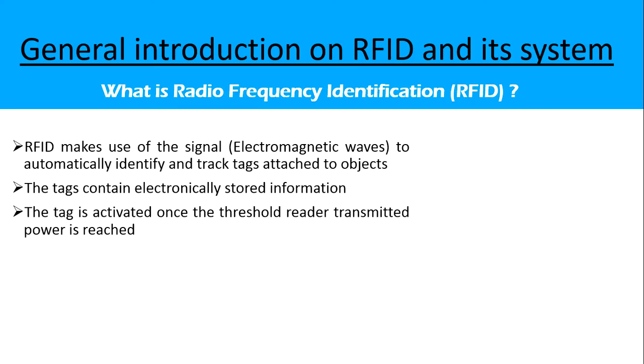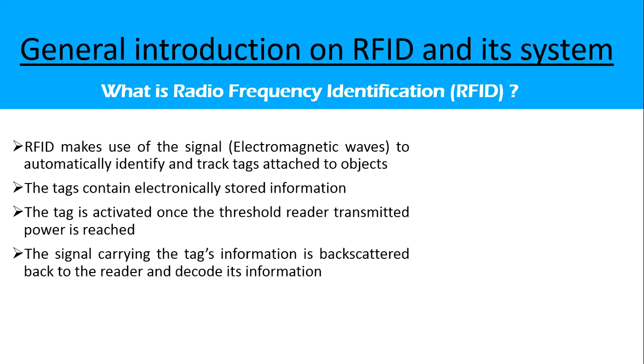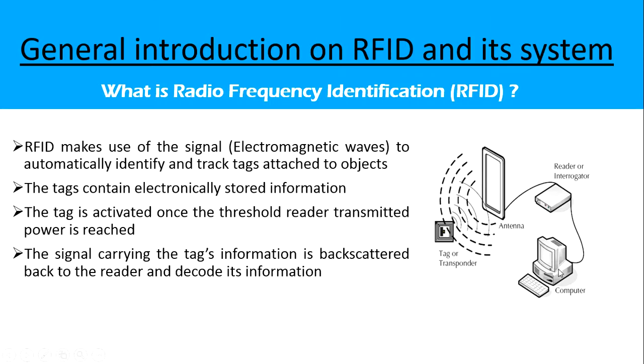So how is the tag activated? It is activated once the reader antenna's signal reaches a value known as the threshold value. Once the tag antenna is activated, it will backscatter the information back to the reader antenna through free space in the form of a signal, and then the reader antenna will send the signal to the reader through an RF cable. The reader will decode the information, and then the information will be displayed on this computer. So this is the overall RFID system which I've described just now.